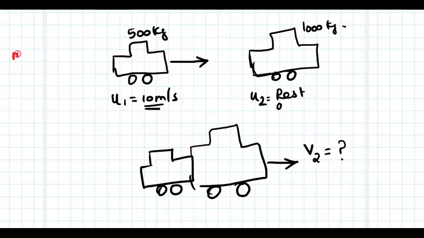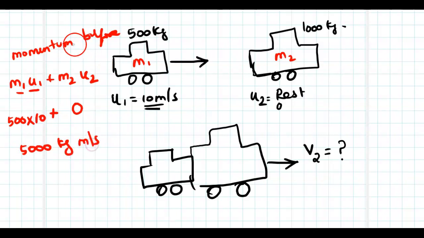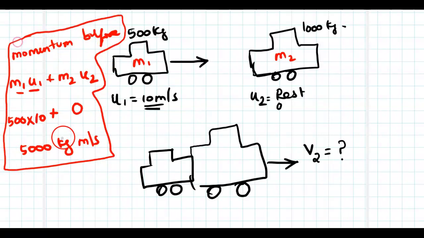First, we find the momentum before. Here the mass of the first car and the mass of the second car: m1 u1 plus m2 u2. The second car is at 0, of course, so there is no momentum from it. So m1 u1: what is the mass? 500. What is u1? 10. So 5000 kg meter per second. This is the value before collision. So after collision, it should also be 5000 kilogram meter per second.